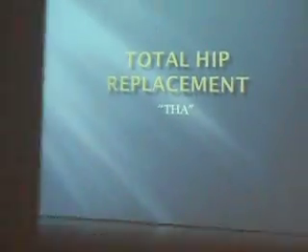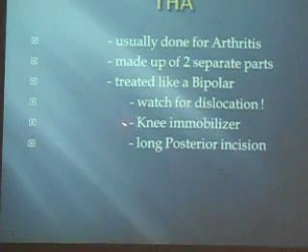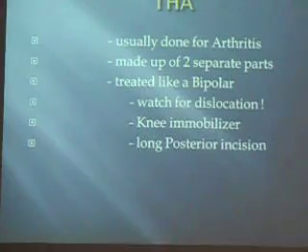Total hip arthroplasty, or total hip replacement. Usually done for arthritis. Made up of 2 separate parts. It's kind of like the bipolar. The bipolar snapped together. This one doesn't snap together. They're 2 totally separate parts. So again, you're thinking, okay, if I'm replacing it, and now if you've even got 2 parts more than 1 part, we really better be worried about the possibility of dislocation. It's treated just like a bipolar. Watch for the dislocation. They'll be in a knee immobilizer. They will have a long posterior incision. But the nursing treatment is the same as it would be for the bipolar.